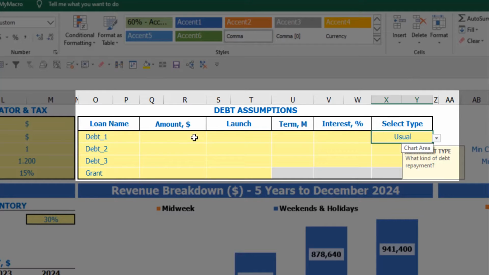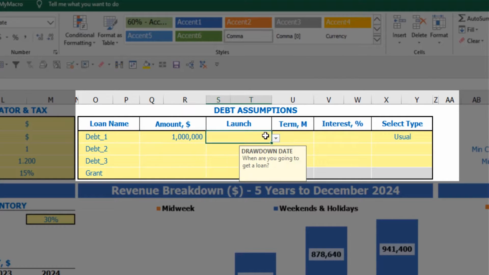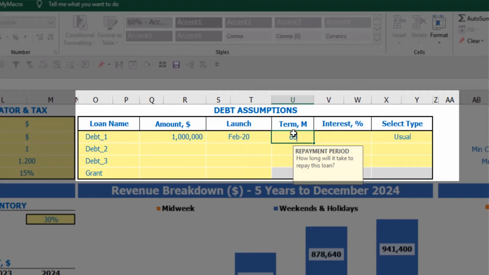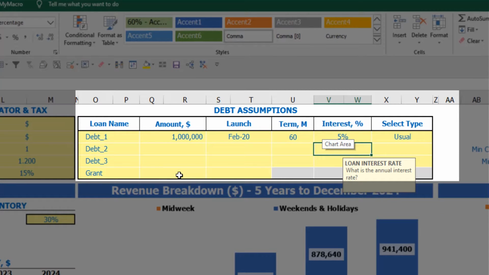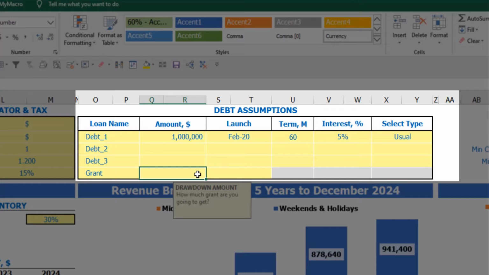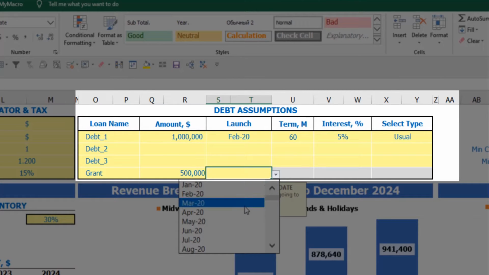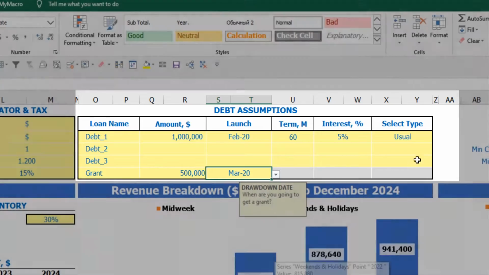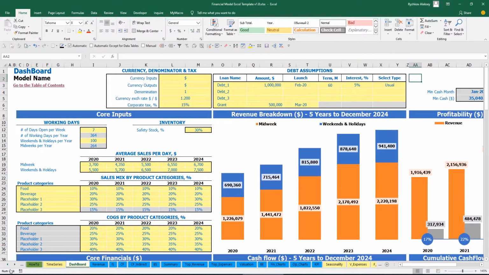Let me give you an example of how it works. You may input an amount of the debt, the launch date, the term will be 60 months, and interest can be 5%. You may also input the grant, which is just a simple amount, which is paid in some specific months, and that's it. No repayments, no terms in terms of interest.